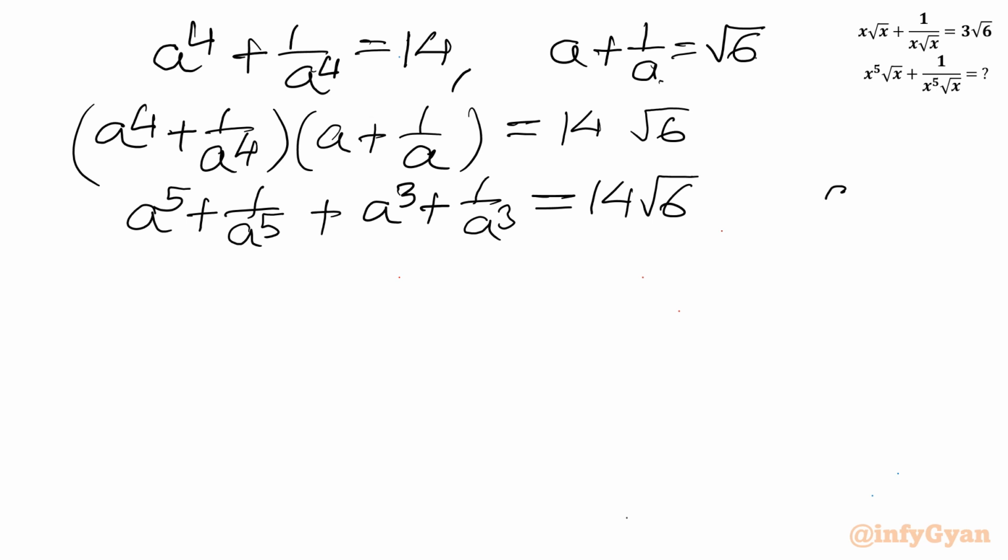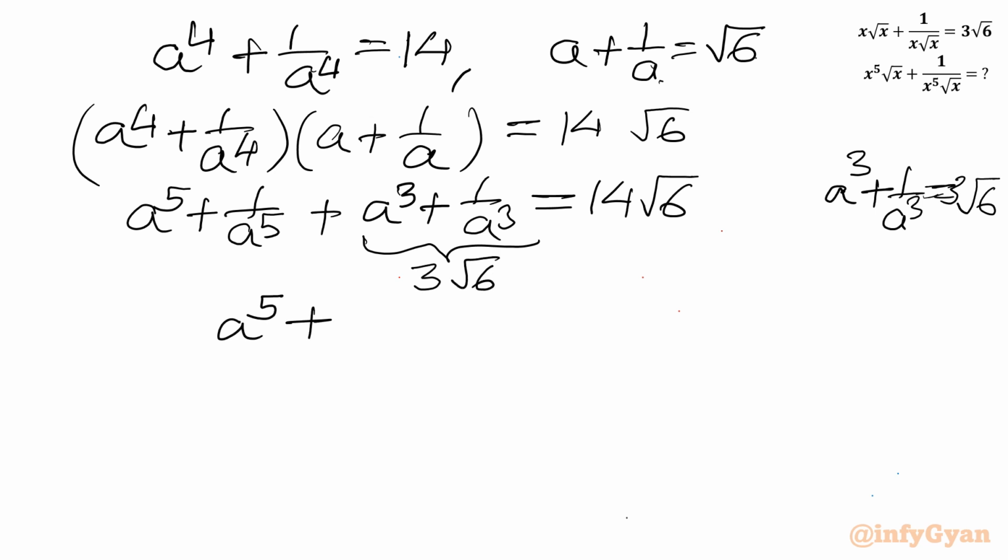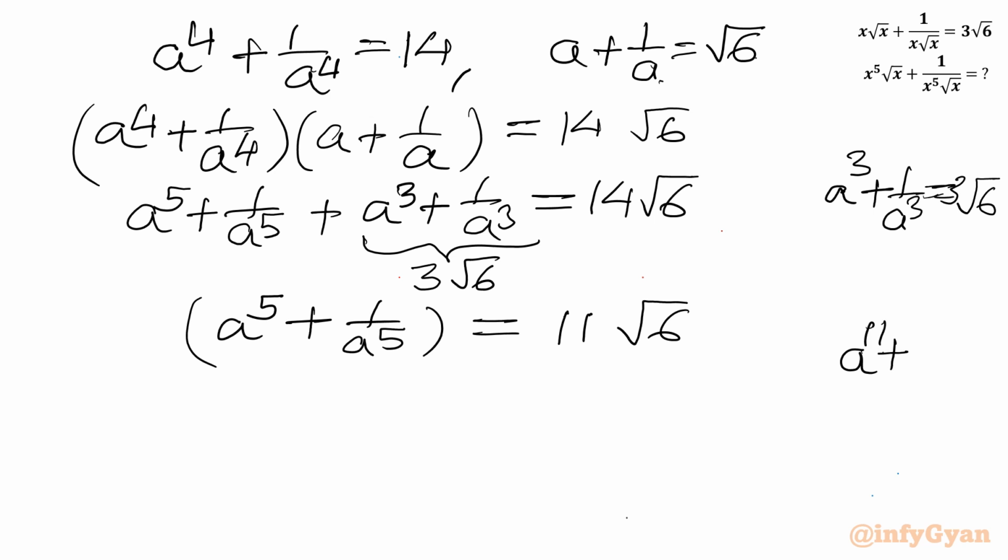Now a cube plus 1 over a cube was 3 root 6. This was our equation number 1, the first one. So here I will be writing 3 root 6. So I can write from here a power 5 plus 1 over a power 5. It is equal to 14 minus 3. So 11 root 6. Now target is to find out a power 11 plus 1 over a power 11.